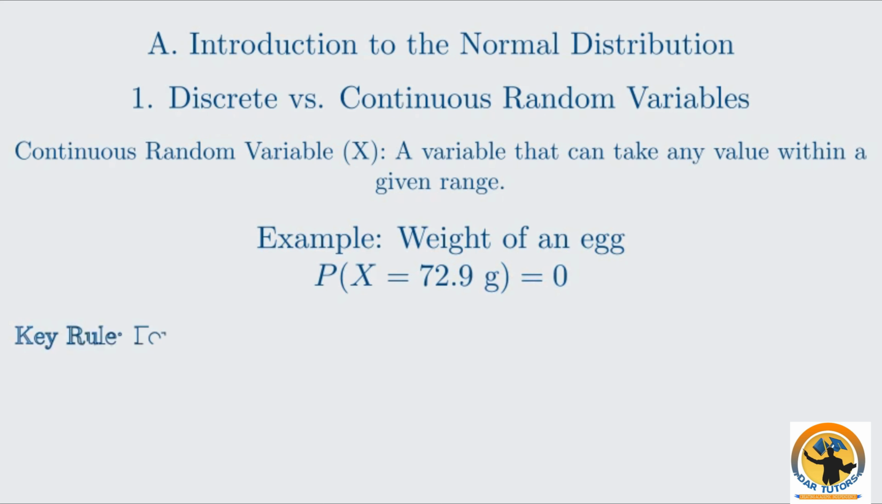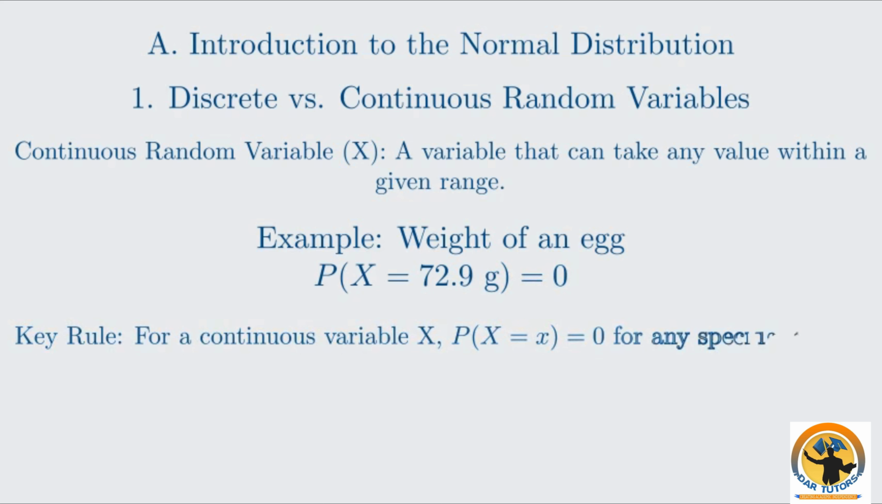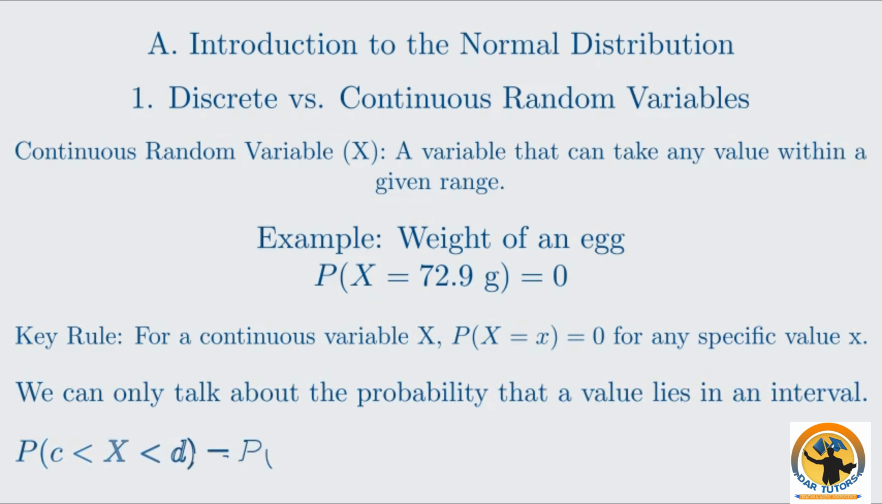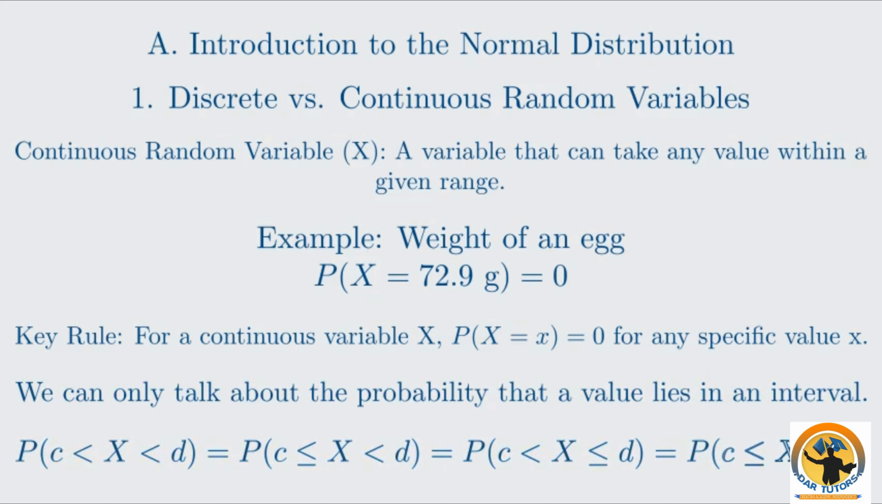This leads to a key rule for continuous variables. The probability of a variable taking a single specific value is always 0. Because of this, we can only talk about the probability of a value falling within an interval. A range of values is needed to have a non-zero probability. This also means that for continuous variables, inequalities do not change the probability. For example, the probability of x being less than or equal to d is the same as the probability of x being strictly less than d.